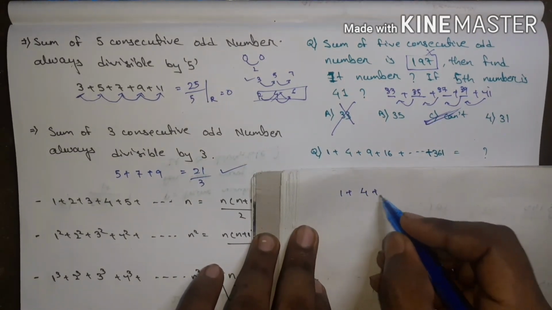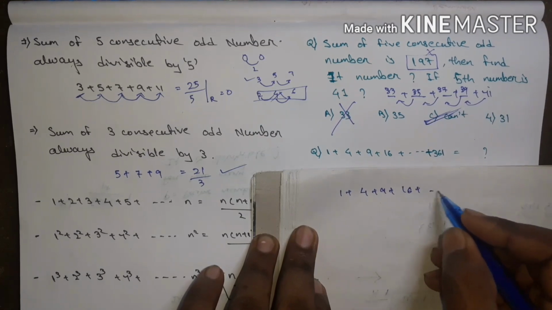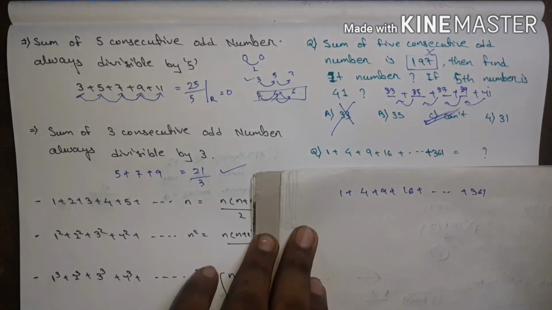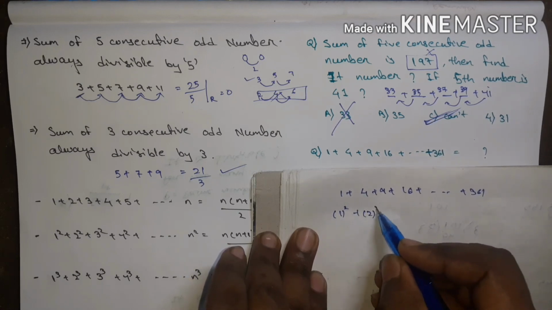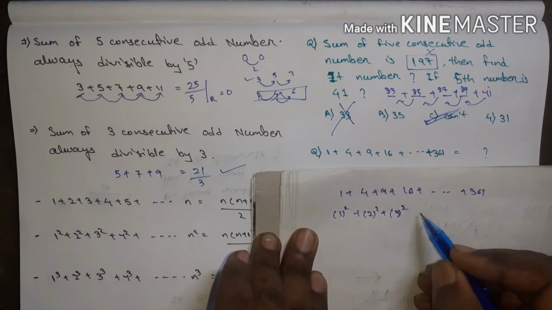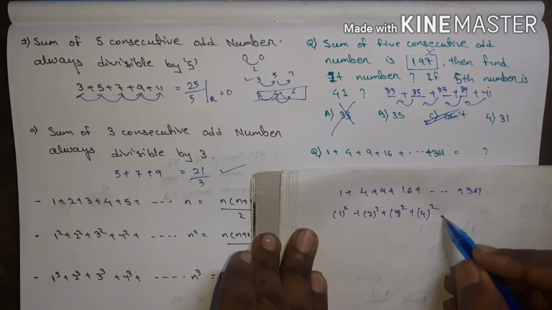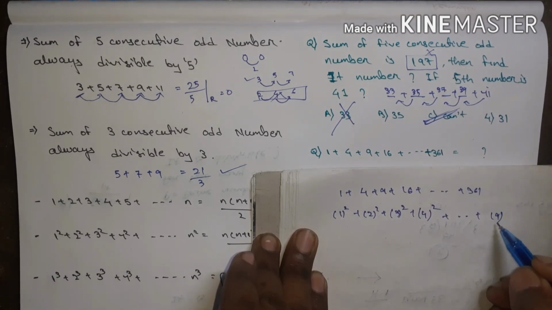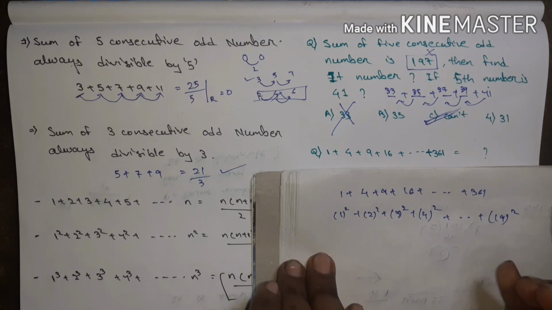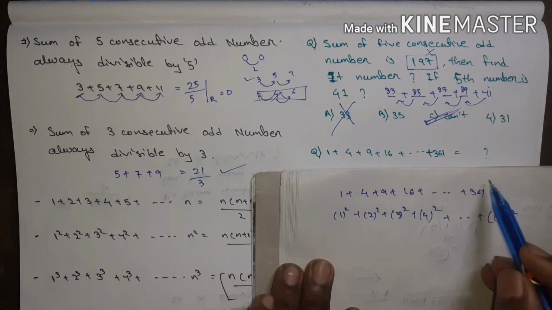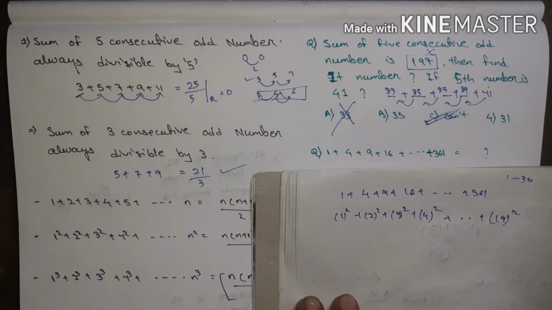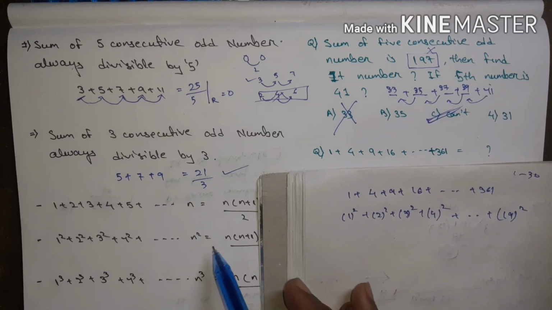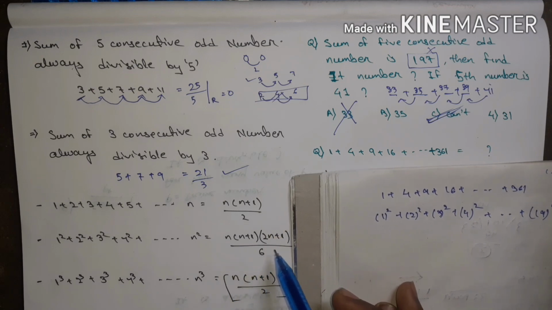1 plus 4 plus 9 plus 16 plus ... 361. This is the square of 1. This is the square of 2. This is the square of 3. This is the square of 4. And this is the square of 19. I already said before class that you have to practice the squares of 1 to 30. Okay? Then what is the formula for the sum of squares? n into n plus 1 into 2n plus 1 by 6.